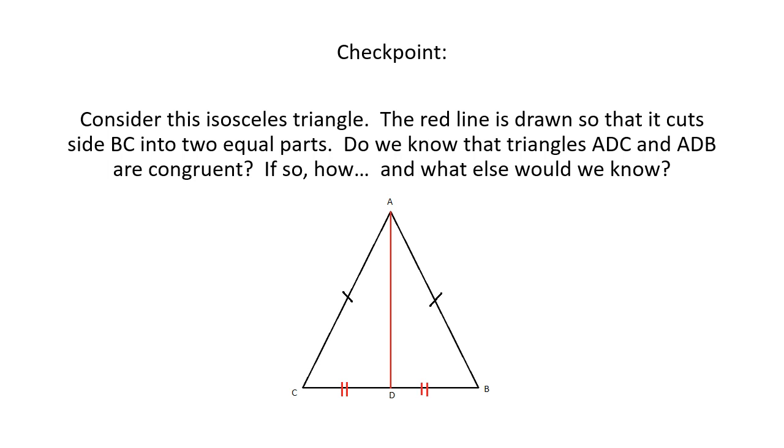So, for your checkpoint problem, I want you to look at this isosceles triangle. The red line that's in the figure there is drawn so that it cuts side BC into two equal parts. And you can see that BD and DC are both drawn with two little marks, so they're shown to be congruent to each other.